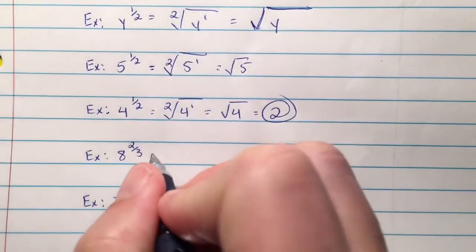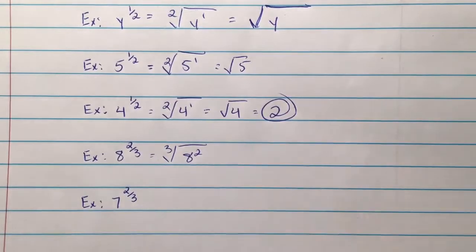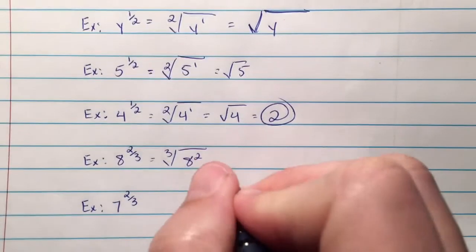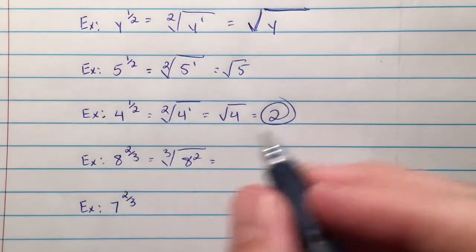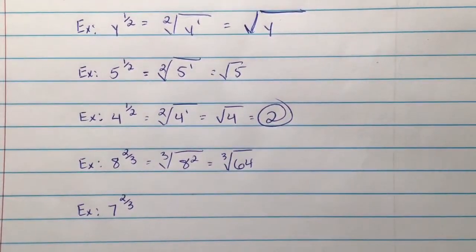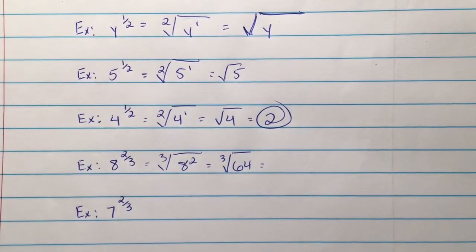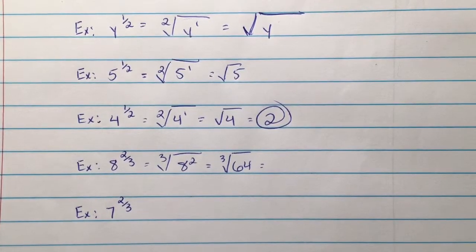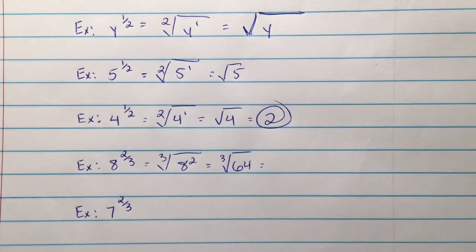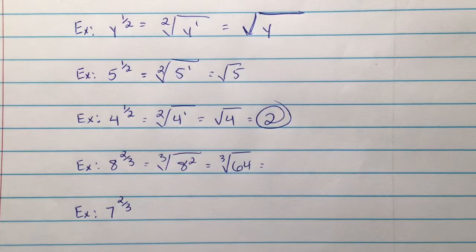Bottom out. 3 goes on the outside, making it a cubed root of 8 squared. 8 squared is 64. Got to keep the 3. Is there a cubed root of 64? Is that a perfect cube? As a matter of fact, it is. If you go into your calculator and you punch in the cubed root of 64, you're going to realize that it is a perfect cube. Go ahead and take a moment to punch that in now.